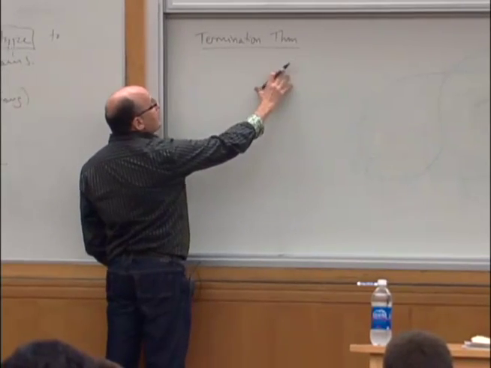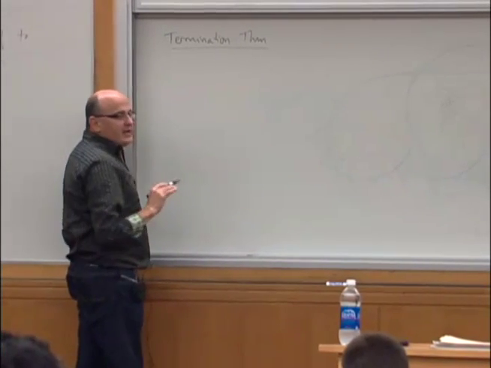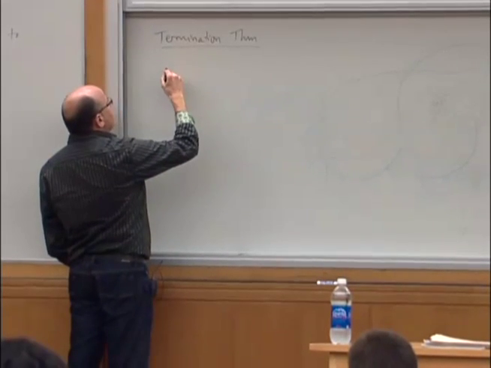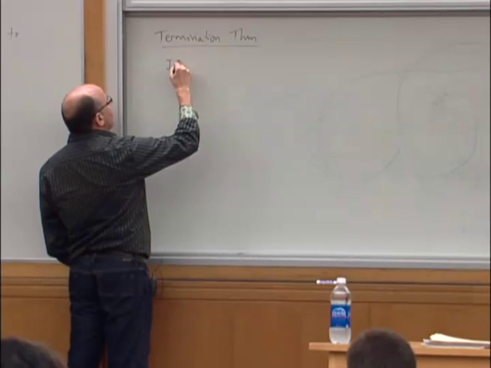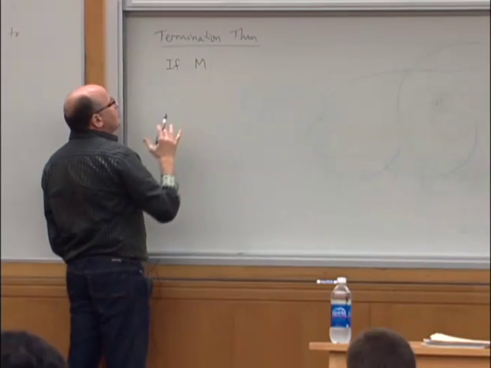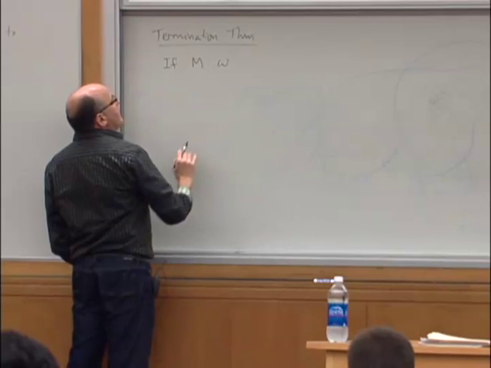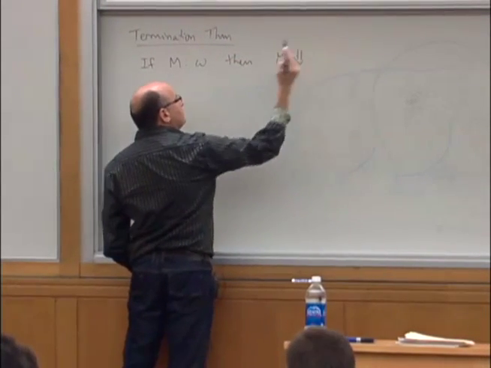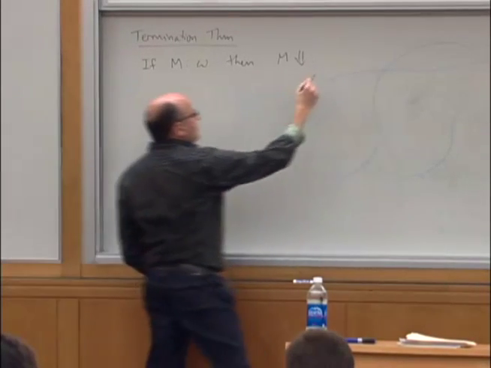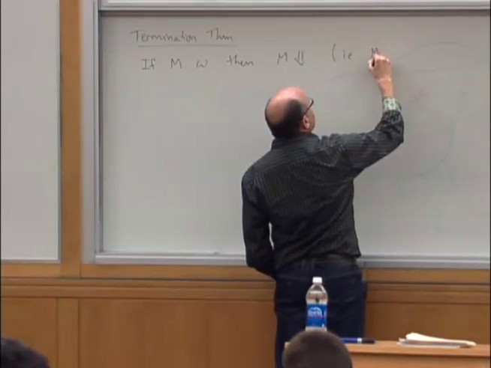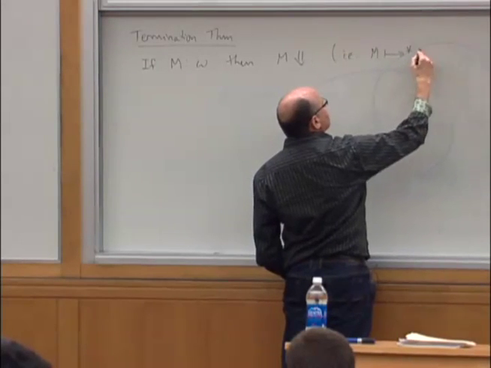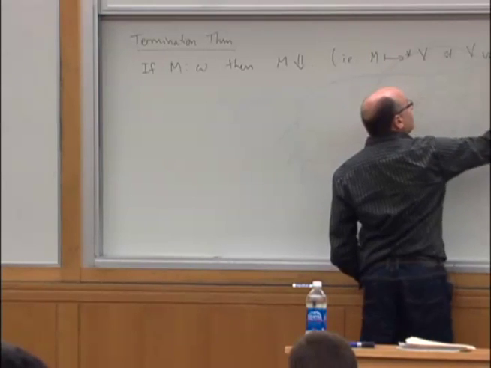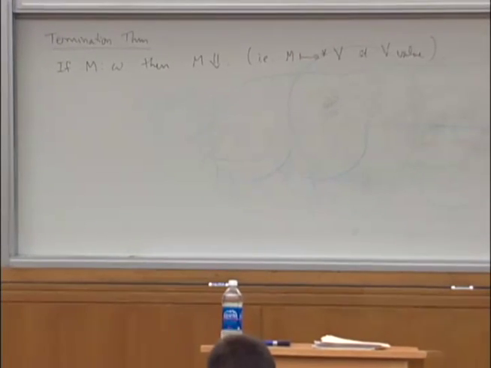Okay, so termination theorem. So what I want to say is, and here I'm going to phrase it in a very particular way. I want to prove a theorem that says, in some sense the weakest thing: if M is of type omega, then M terminates. This means M reduces to, let's call it V just to be emphatic, such that V is a value. Okay, so this is what I want to do.